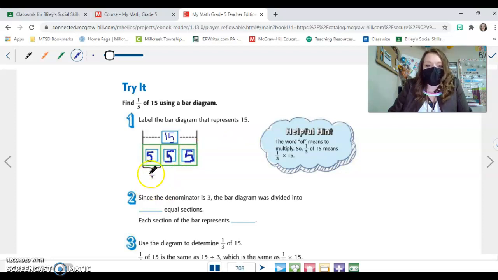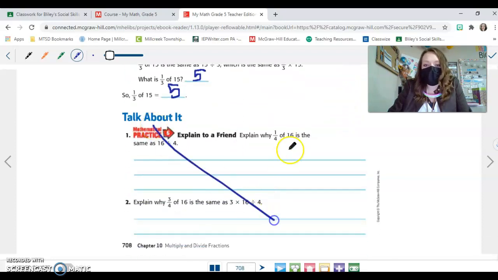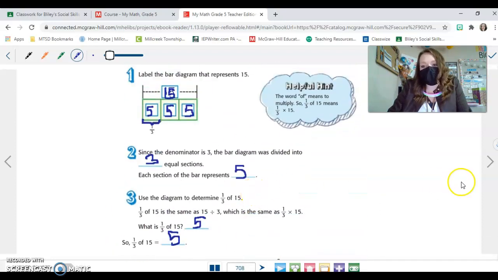So since the denominator is a 3, that is the number that we divide by to get our number within each section. So we are going to do 3 equal sections. Each section represents 5. We just discussed that. It says use the diagram to determine 1/3 of 15. So if you look at this, 1/3, one section out of 3 whole pieces, is 5. So 1/3 of 15 is 5. Our answer is 5. You can cross this part out. We already talked about it.